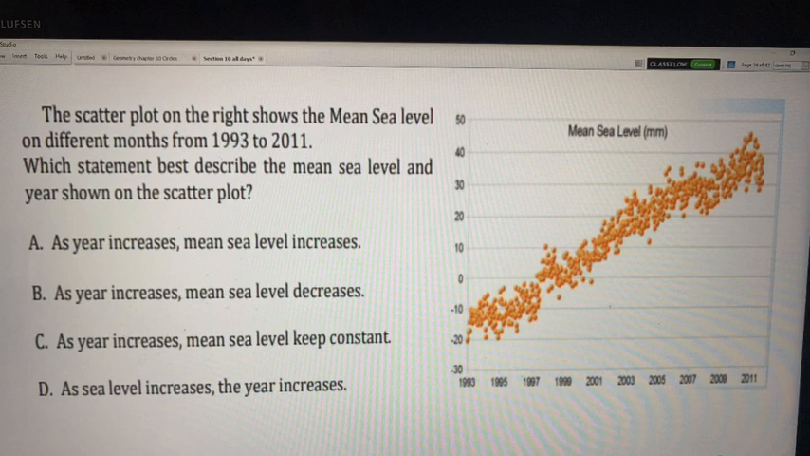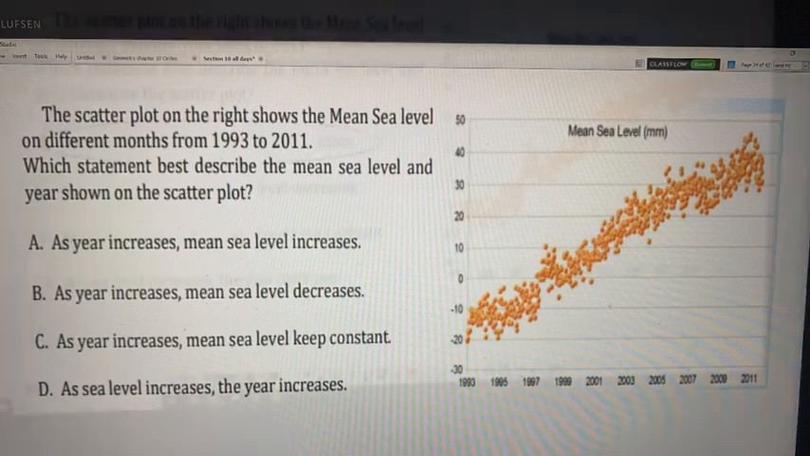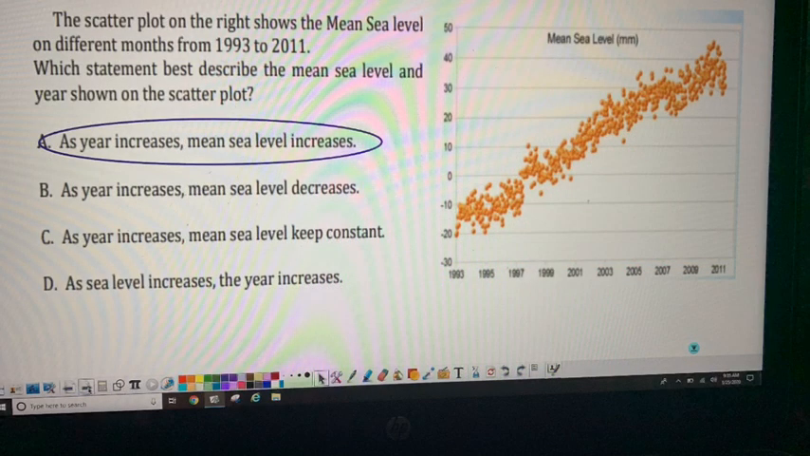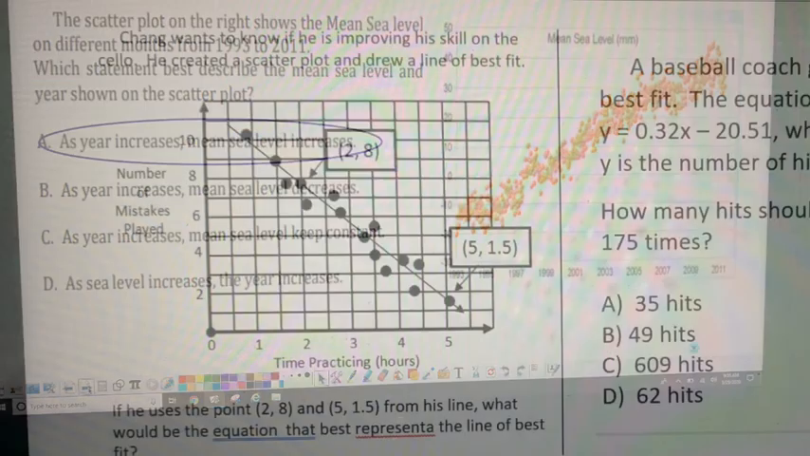As the year increases, the mean sea level decreases. No, it can't be B. As the year increases, the mean sea level stays constant. No, because that would be a straight line. As the sea level increases, the year increases. Yep, it has to be A.